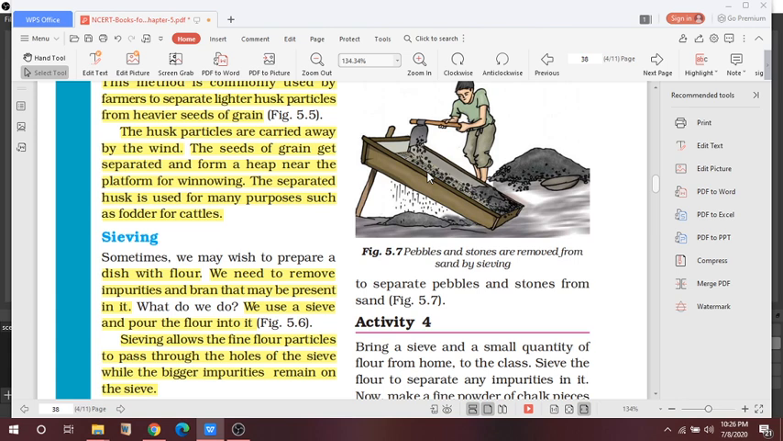So the process of sieving is used to separate the pebbles and stones, as I told you just now, from the sand at the construction site. The stones and pebbles present in the mixture remain in the sieve, and the fine particles pass through the holes of the sieve. So this method of separation is known as the sieving method.